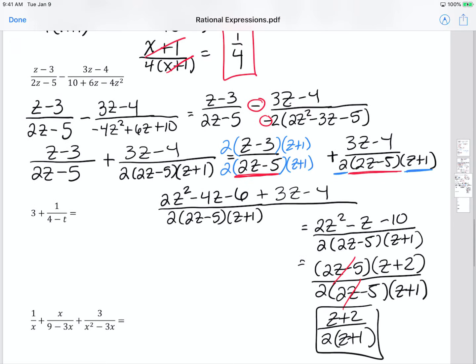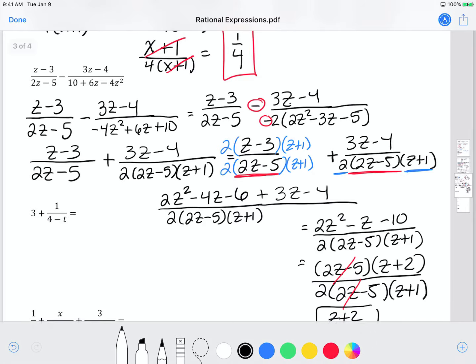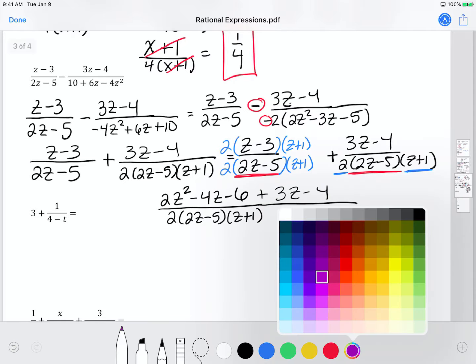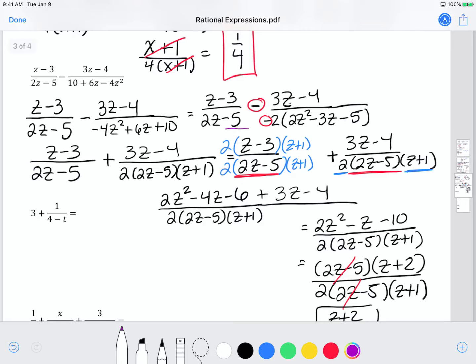You want to factor the denominator, find a common denominator, and then combine the top and keep the denominator the same, and then simplify it if you can. Now I want to remind you, because I was running out of room, that this step right here, when I multiply that, that's this answer right here in the top. And I did that out separately on a piece of scratch paper.